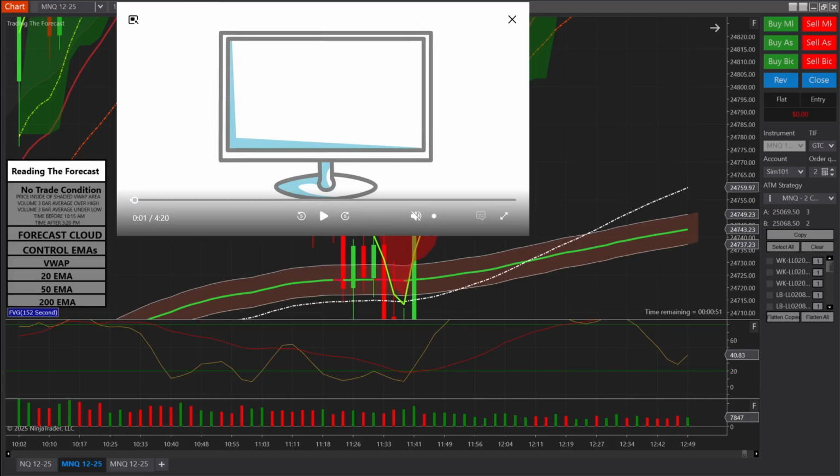Okay, guys, in this video we're going to go over the VWAP and how it's used in the forecast strategy. It's really very simple. It's volume weighted average price, and it is a very important indicator. Price will always come back to the VWAP.